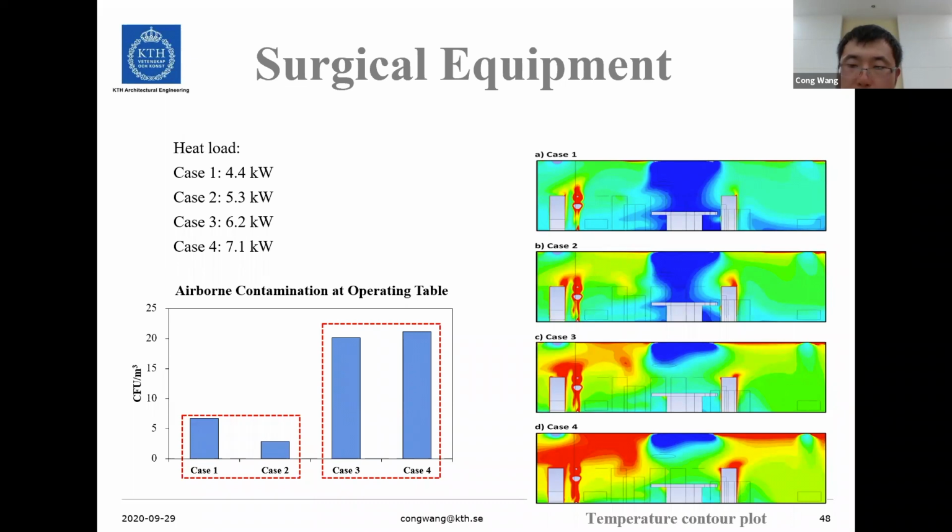So this is the temperature contour plot of the airflow field. In case 1 and case 2, we can clearly see that the supply air from the central diffuser at the ceiling level can sufficiently reach the operating table and deliver clean air to the surgical site. But in case 3 and case 4, the air from the supply diffuser cannot reach the operating table. And therefore, in case 3 and case 4, this washing effect is gone. It's not existent anymore. Instead, it's the dilution principle that plays a role.